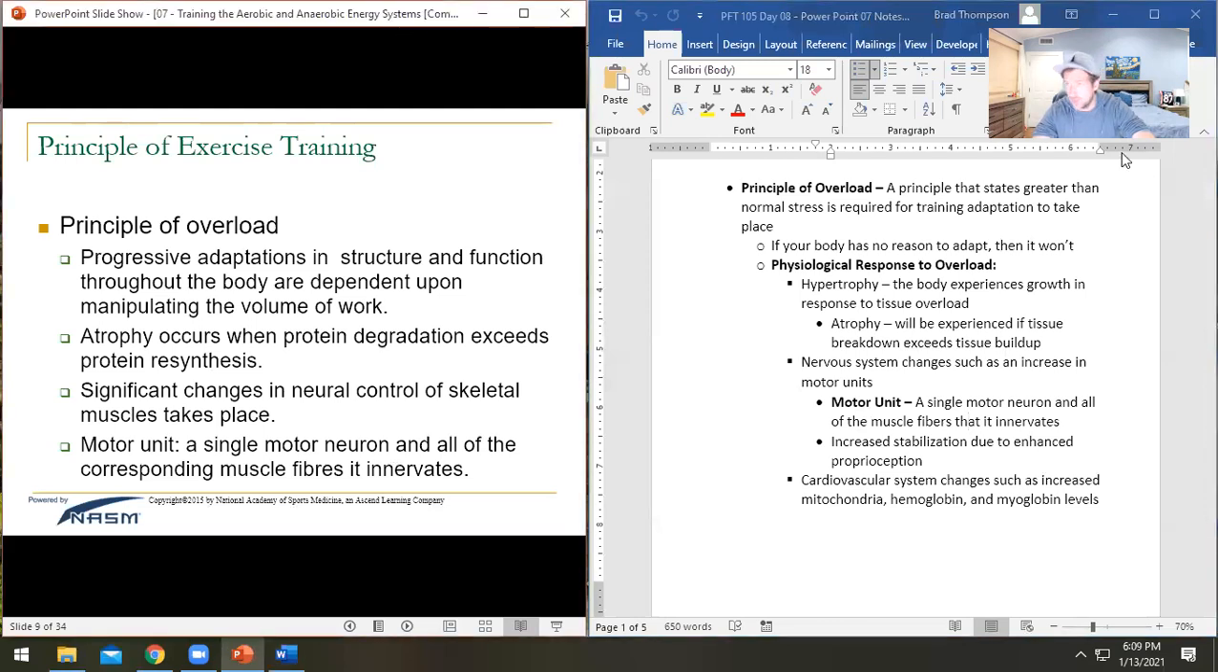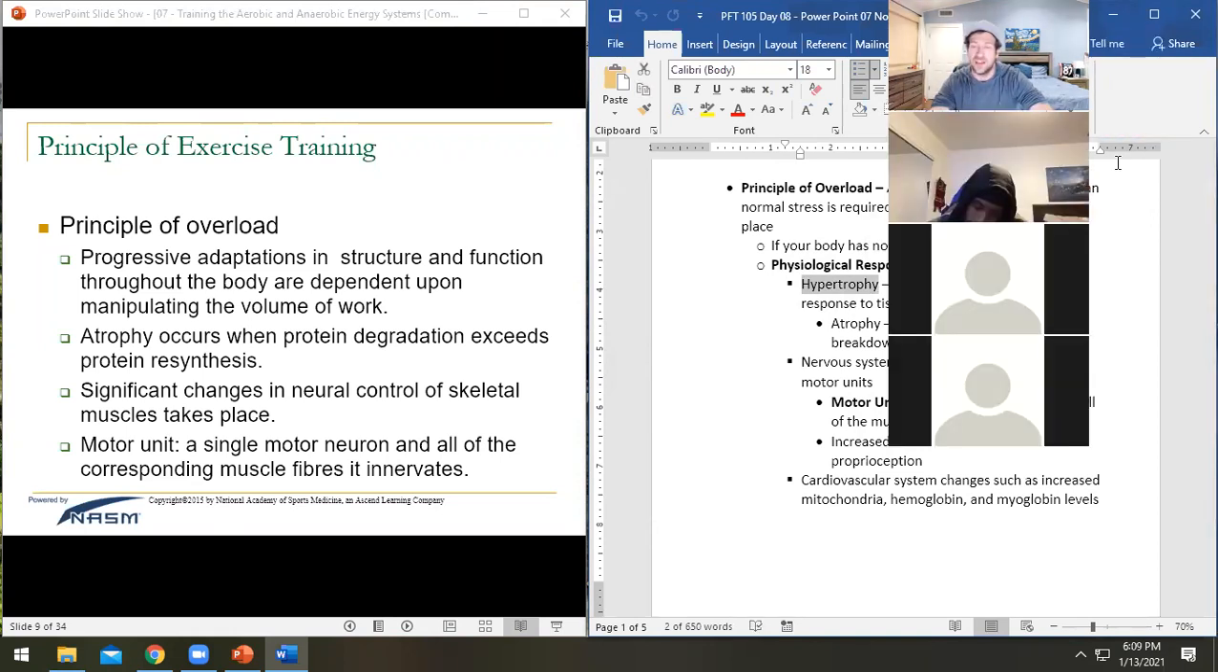And all that comes down to another one of our key terms here, which we'll see in just a second. But let's look at some of these physiologic responses. Hypertrophy is one of them. Hypertrophy is our big fancy way of saying muscle growth. That's what it means.